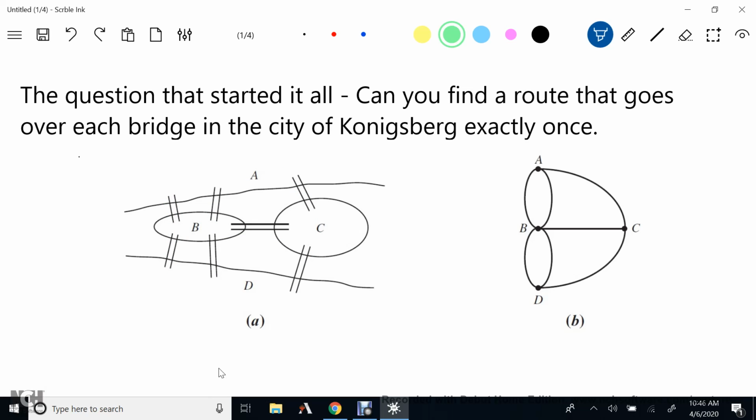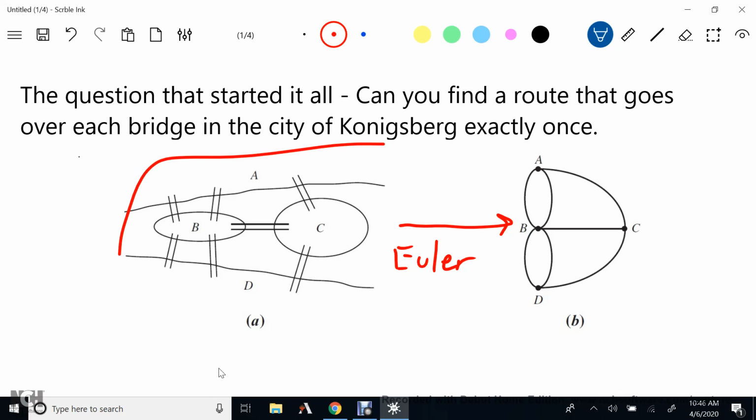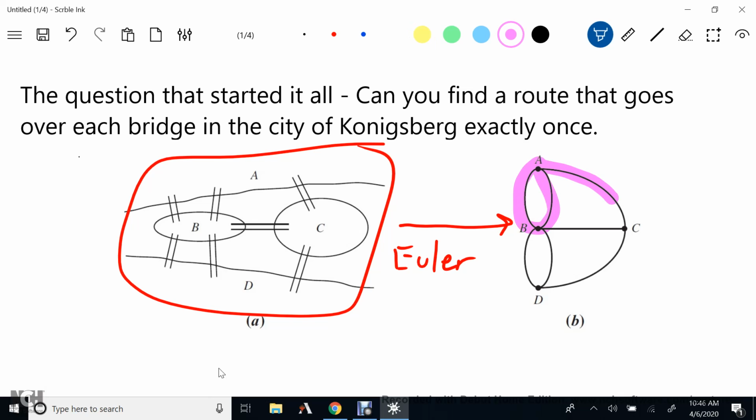And this question is kind of what inspired Euler, the guy who invented graph theory, right? To turn this bridge, this map, into a graph. So notice that this graph is isomorphic to that map. It's the same thing. And you'll find that no matter what kind of route you take here, or I guess we would call it a path now, you'll always strand at least one edge.